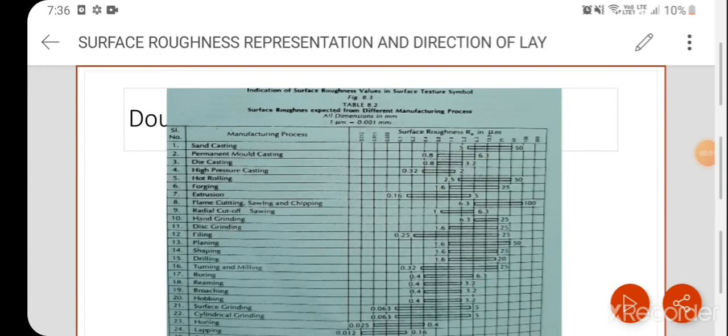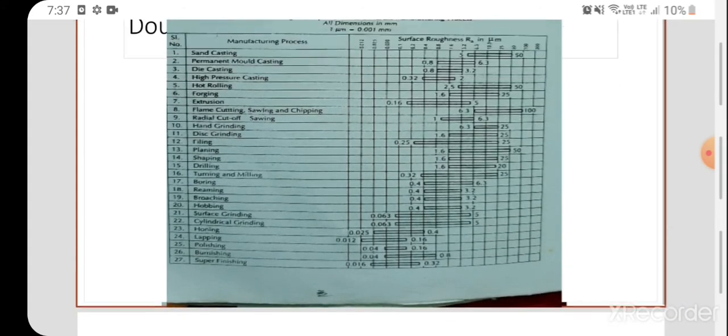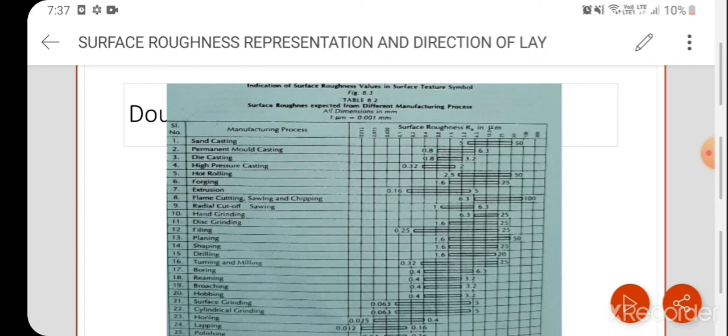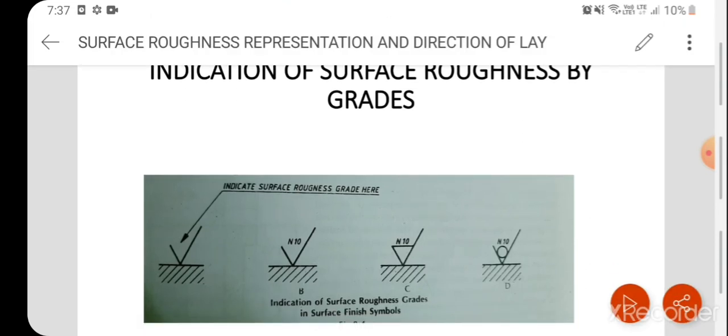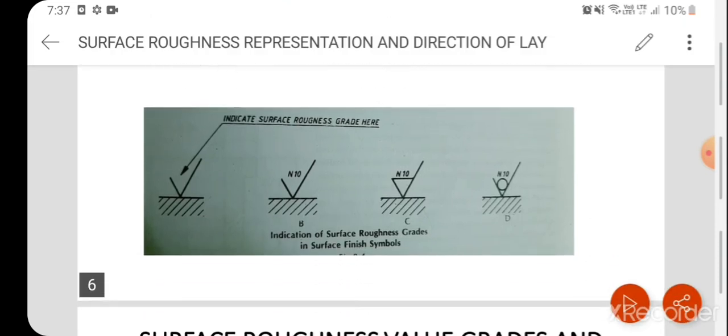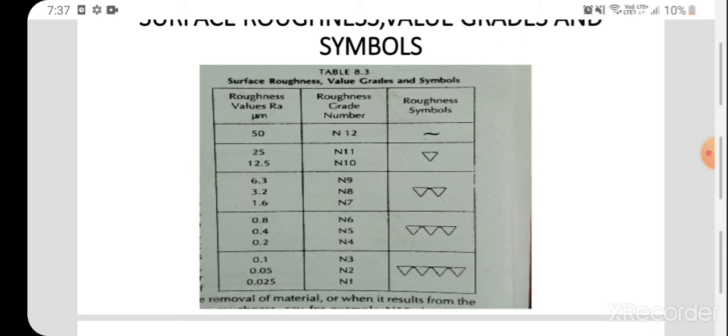And it shows the recommended values of surface roughness for different manufacturing processes. In the table, all the values are shown in micrometers, and we have to convert micrometers into millimeters. So 1 micrometer equals 0.001 mm. Surface roughness is also indicated by grade numbers instead of numerical values. The standard grades are numbered N1, N2, up to N12. The recommended grades can be taken from this table corresponding to the surface roughness value.